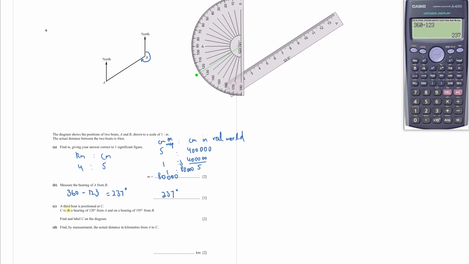The next part is a third board is positioned at C. C is on a bearing of 120 degrees from A and a bearing of 195 degrees from B. Find and label C on the diagram. So we will draw two lines, one which has a bearing of 120 degrees from A. I'll start my angle from the north side, and you go clockwise to get the bearing.